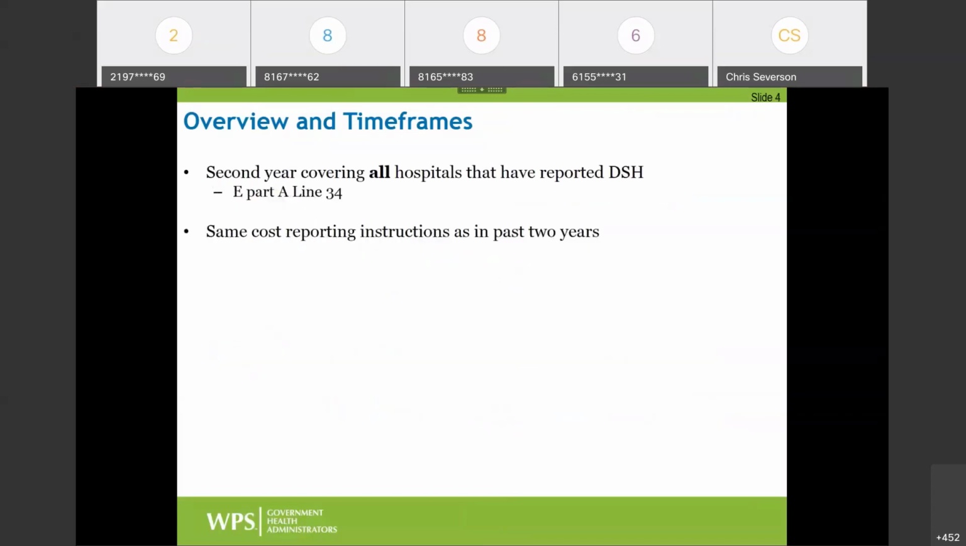And of course, the factor threes that are listed there, that means they're going to be relevant for that federal fiscal year's uncompensated care payment.